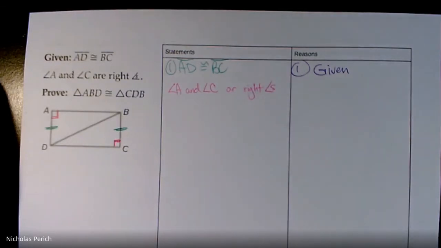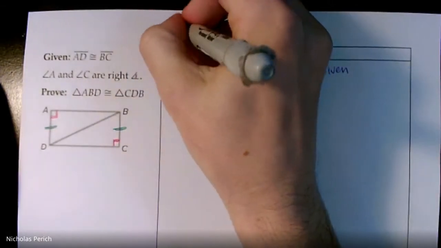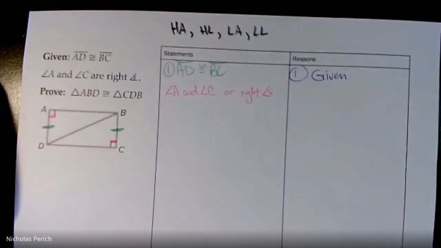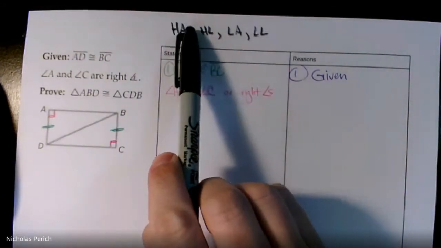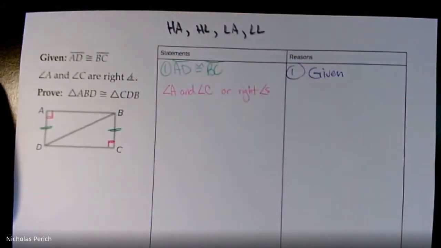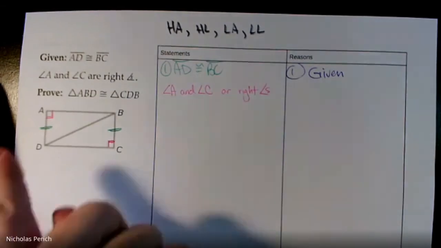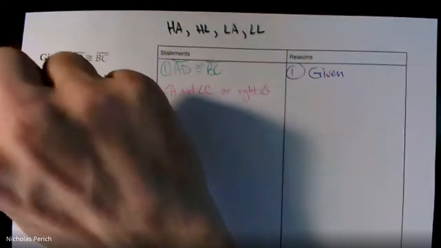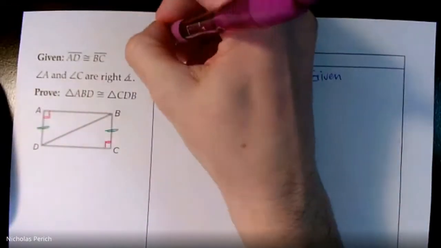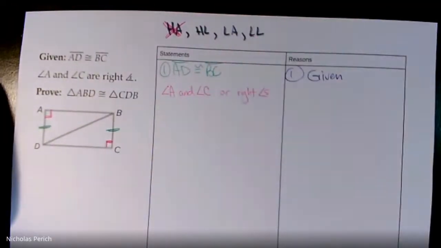So I am allowed to use either HA, HL, LA, or LL. And of course, this stands for: I have a hypotenuse and an angle, a hypotenuse and a leg, a leg and an angle, or a leg and a leg. Well, right now, all I have is a leg. Remember, the legs are the shortest sides, and the diagonal, the longest side, is always going to be the hypotenuse. So I have a leg. So this one's out of the question, at least I don't need this one, because I have a leg.